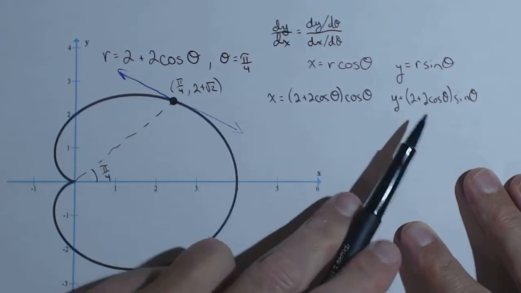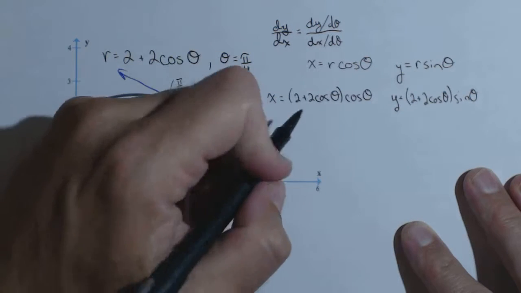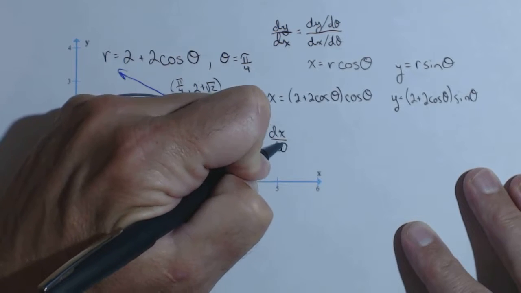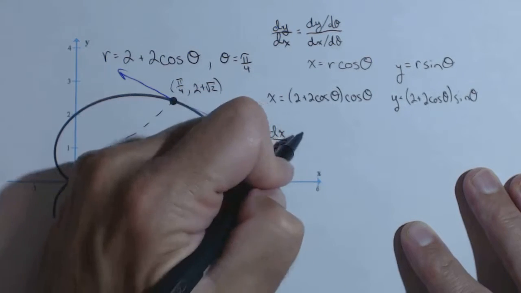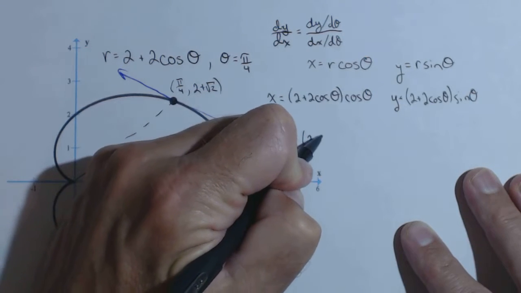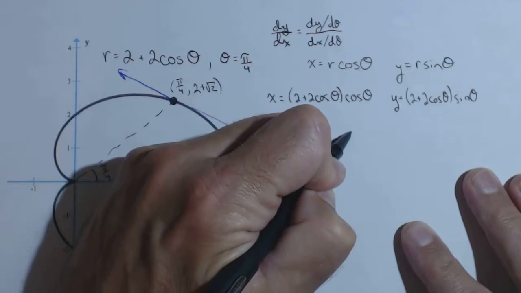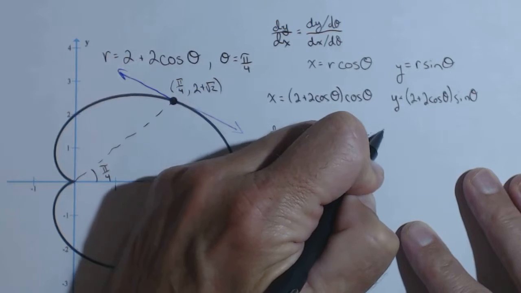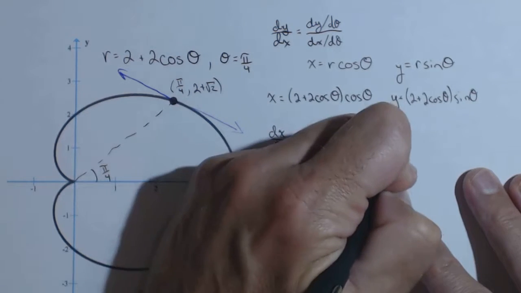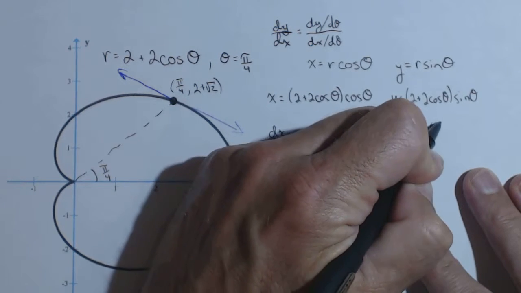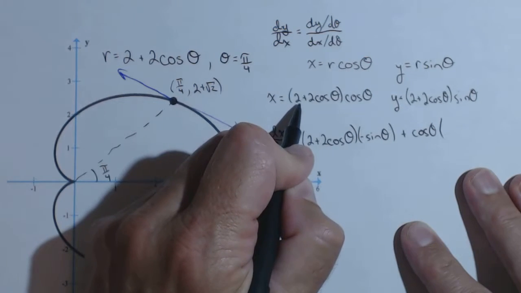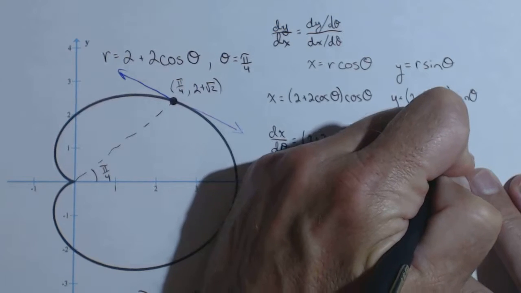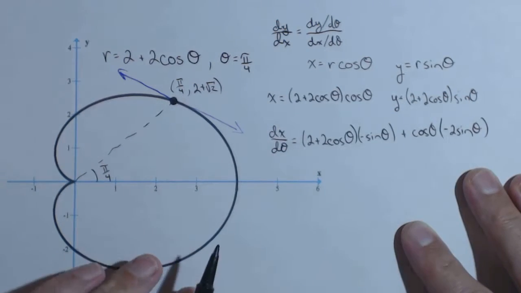So what we need are the derivatives of each of these. Let's start with dx/d theta, which is going to be a product rule. So I have 2 plus 2 cosine of theta times the derivative of cosine, which is a negative sine of theta, plus, now I'm leaving the cosine of theta alone, times the derivative of this guy. Derivative of 2 is 0. 2 cosine of theta is negative 2 sine of theta.